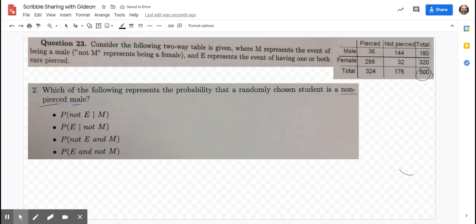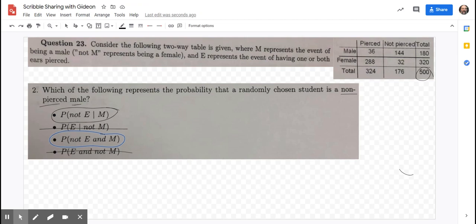So, first of all, I can strike out this one. Let's see, non-pierced. This has not M, right? This is male, so it's either the first or the third. I got rid of all the not M's because I'm asking about male. Now I'm stuck deciding whether it's this or this. Both of them have non-pierced and male as their parts.